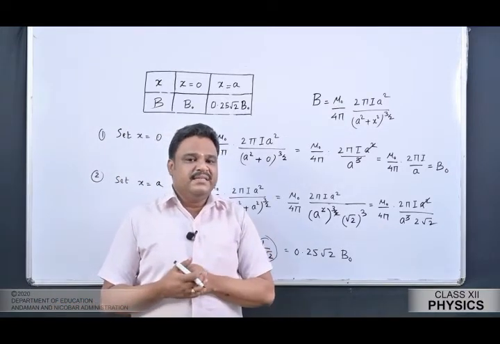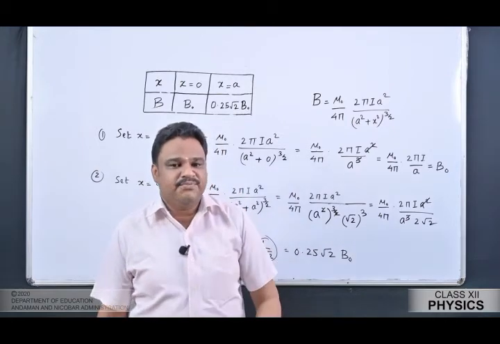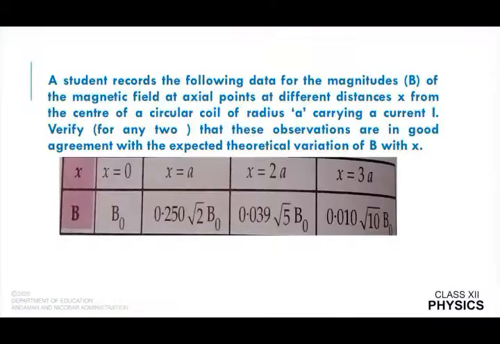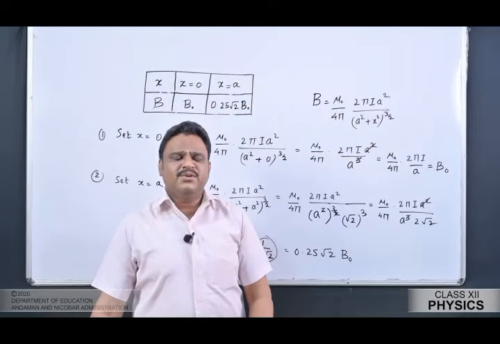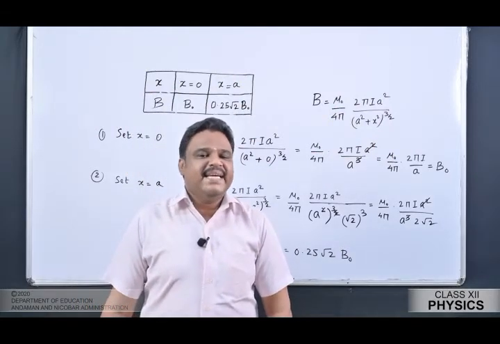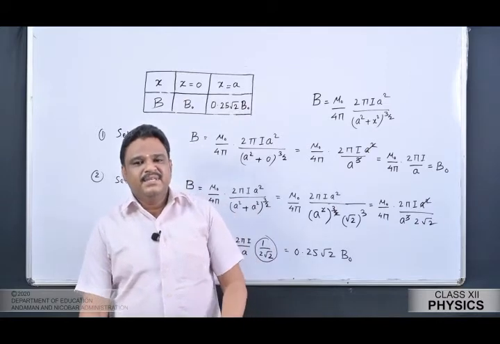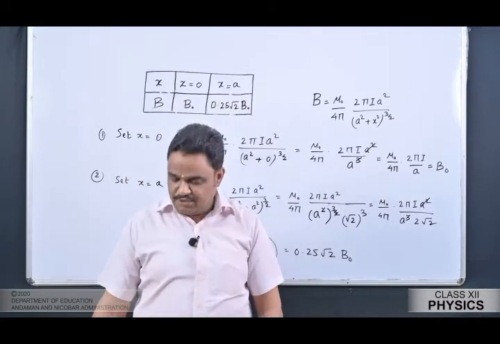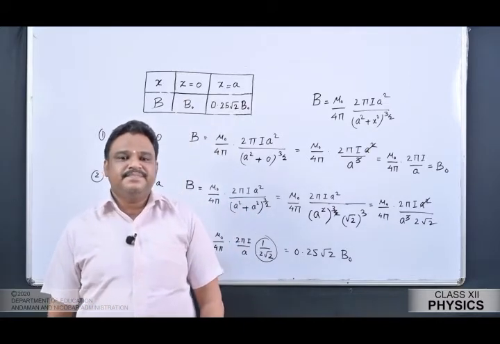You are able to see in the question there are two other sets of value. One is x equal to 2A and another is x equal to 3A. You are going to take these two sets and prove whether the values are as per the table or not. So this type of question also creeps in board examination. Obviously it checks your application power of the formula. With this I'm going to get into my next question.